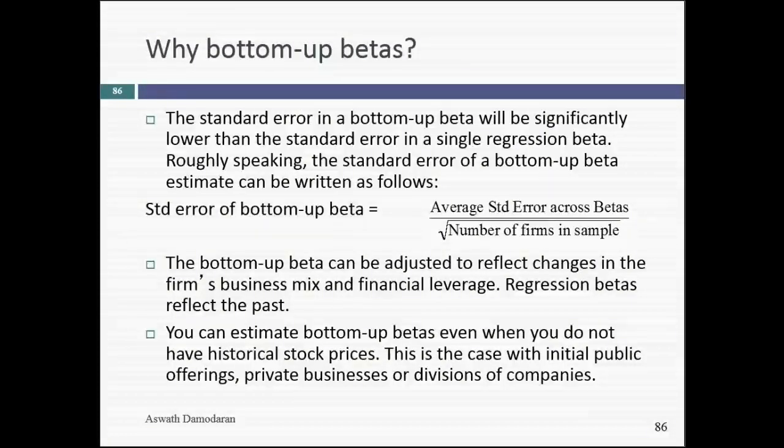So the first and biggest advantage for bottom-up betas is they're going to be more precise. How much more precise? If I have 100 steel companies, and each regression beta has a standard error of 0.25, pretty messy, each beta is pretty noisy, the standard error of my average is going to be 0.025 if they're uncorrelated. You see why it's going to be 0.025? It's going to be 0.25 divided by the square root of 100, which is 1/10 as noisy.